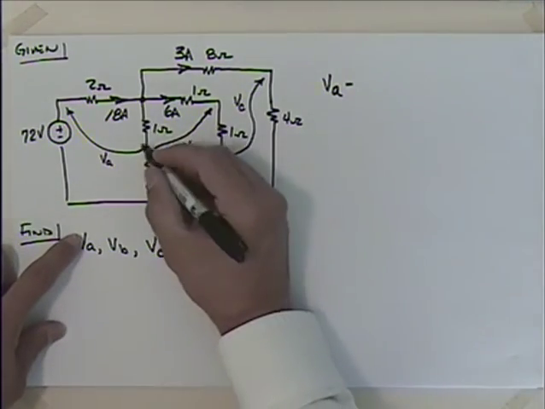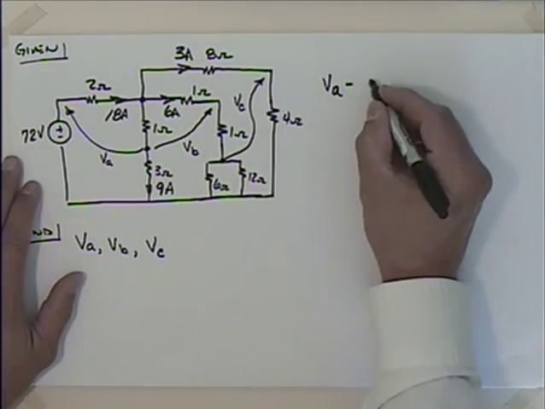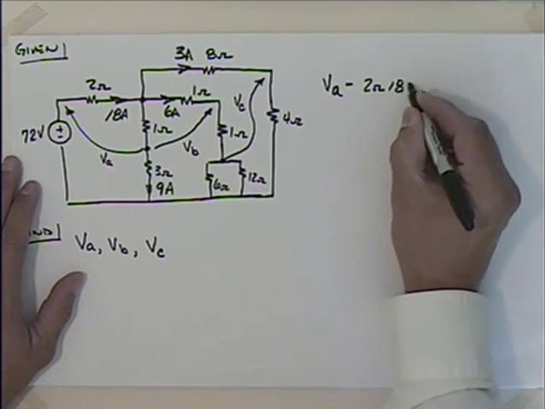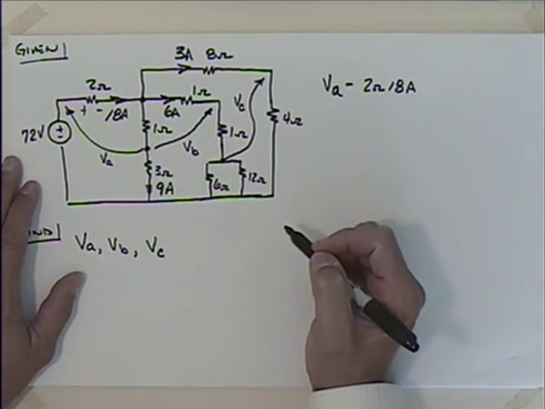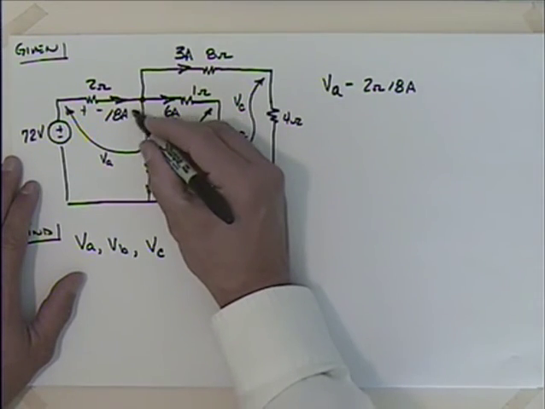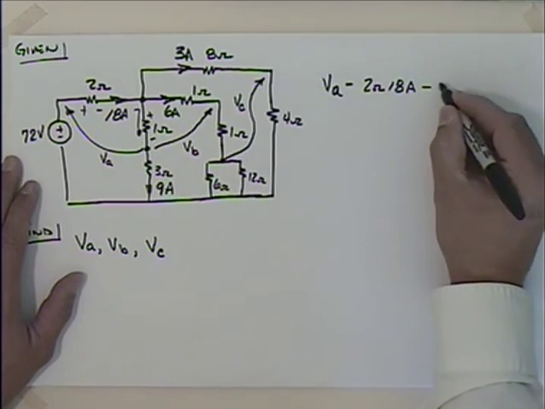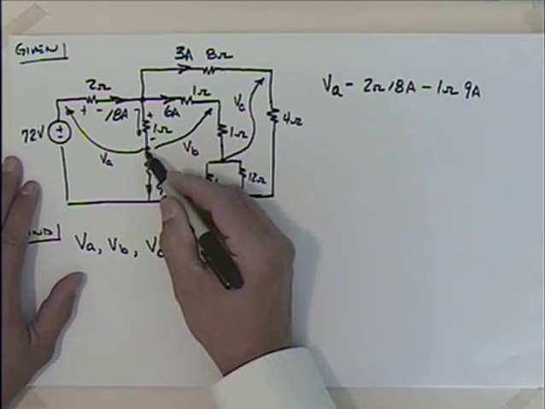So we've got VA, so I go from there up to there, and then I need to subtract off what? 2 ohms times 18 amps. Is that right? Because the current's going to go from there. It'll be positive and negative, so it will subtract off. And then I'll turn and go this way. So I'll subtract off again 1 ohm times what? 9 amps? Gets me to my starting point.